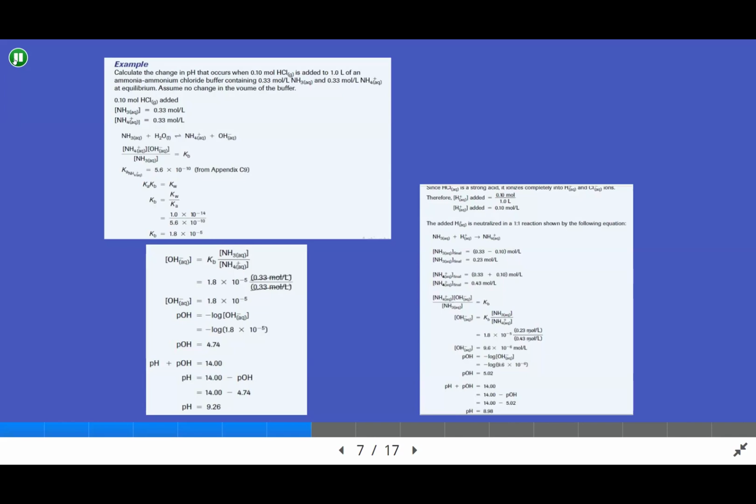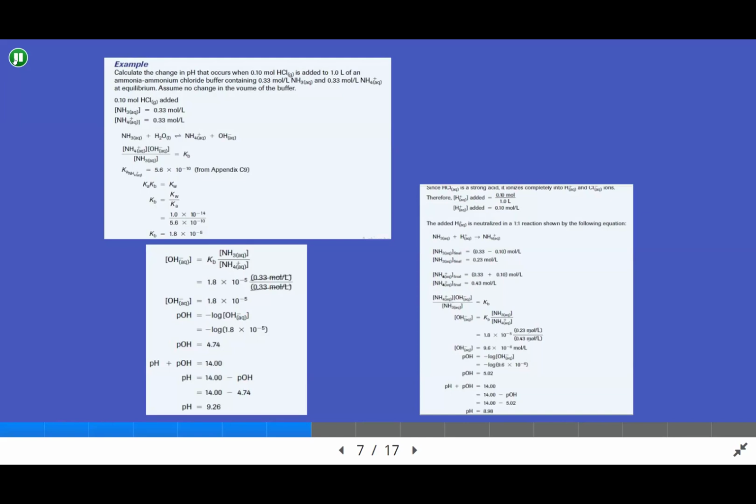We write out our equilibrium equation, NH3 plus H2O yields NH4 plus and OH minus. We write out our Kb, our constant expression, which is the concentration of each of those products over the concentration of that weak base, the NH3.